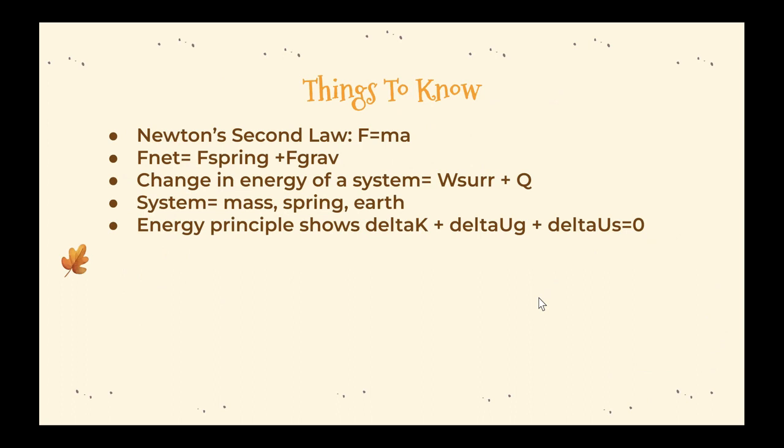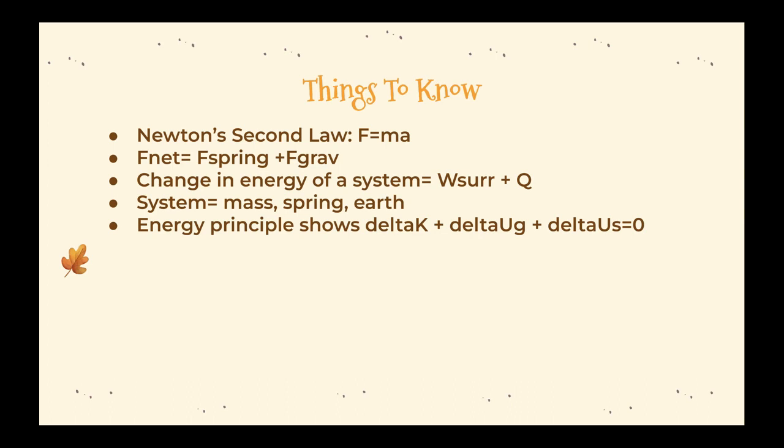Some things to know beforehand is Newton's second law, which is F equals ma. The net force on the mass is the force of the spring plus the force of gravity. The force of gravity is in the negative y direction, and the spring force is up towards where the spring is attached to. Change in energy of a system equals the work of the surroundings plus Q.